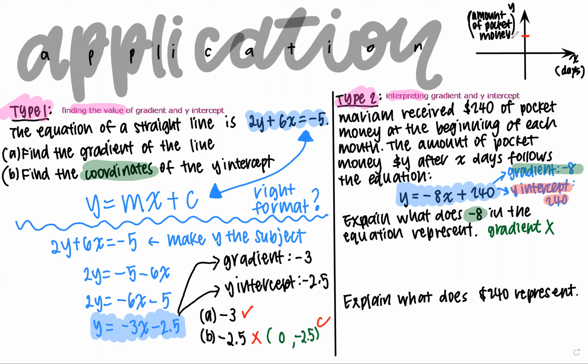So what is this number? We should write as 240. Now, can you see the gradient? The gradient is what? What value? -8. So let's go back to the gradient. Number 1, number 2, number 3, number 4.